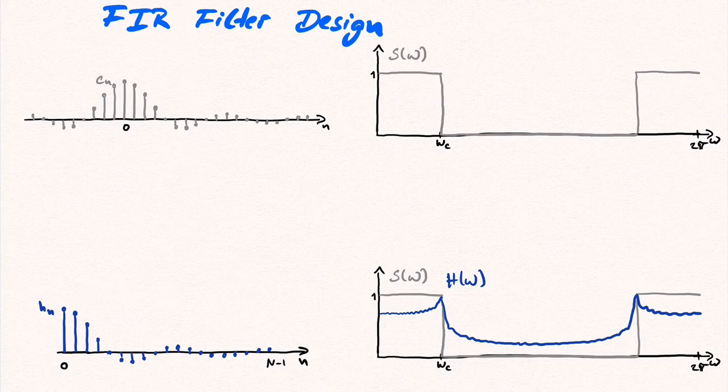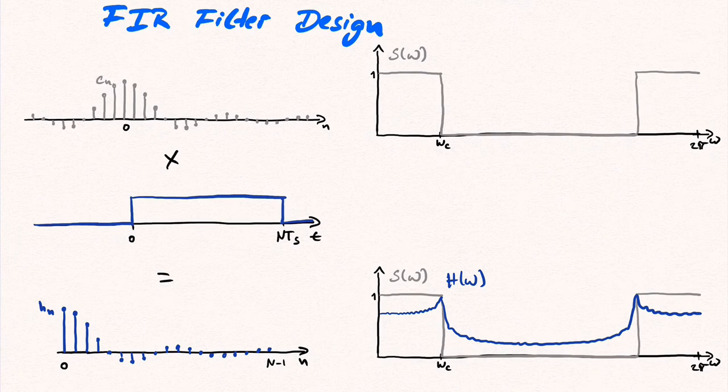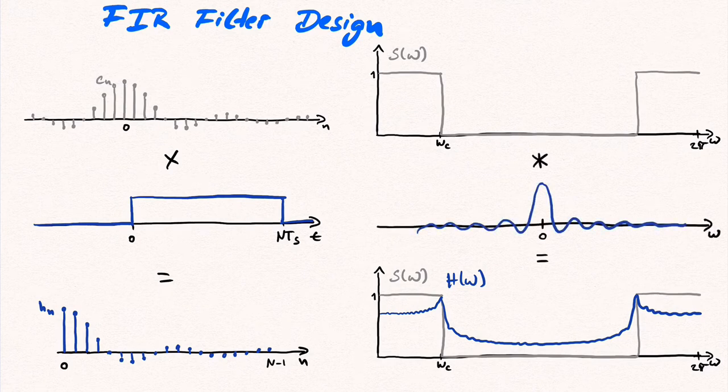The answer lies in understanding which taps we have selected. Since we have selected the taps between 0 and N-1, this can be interpreted as multiplying the infinite amount of coefficients Cn with a rectangular window of length N times Ts in order to extract exactly N samples. In the frequency response, this corresponds to convolving the ideal filter specification S of omega with a sinc function with 0 crossings at multiples of 2 pi divided by N Ts. But since the rectangular window is not symmetric but instead has been shifted to the right by N Ts half, its frequency response has to be multiplied with e to the power of minus j omega Ts N half.